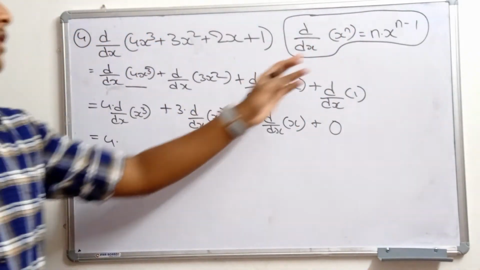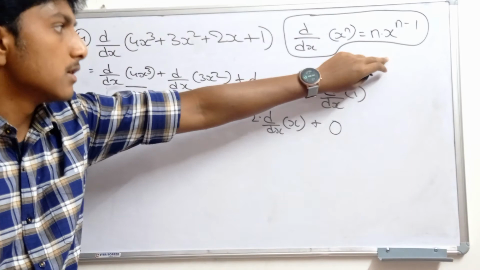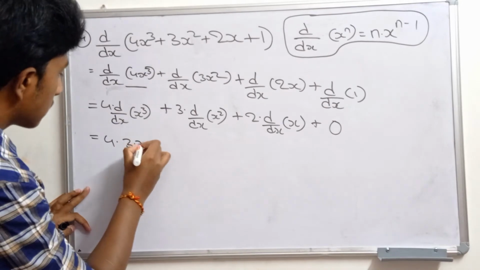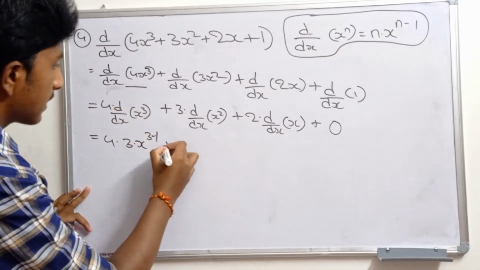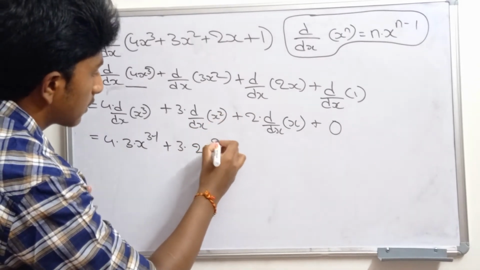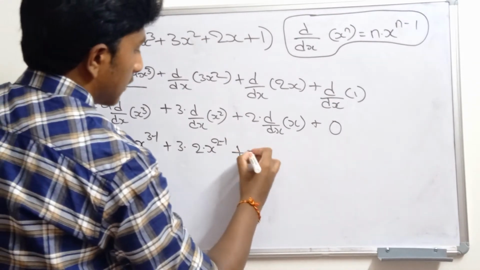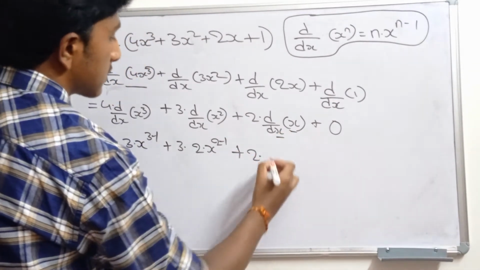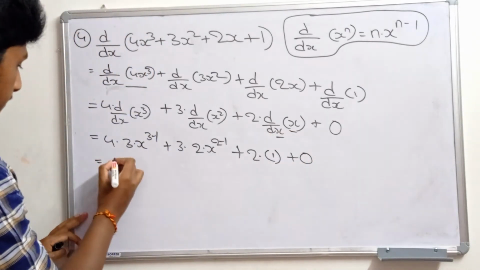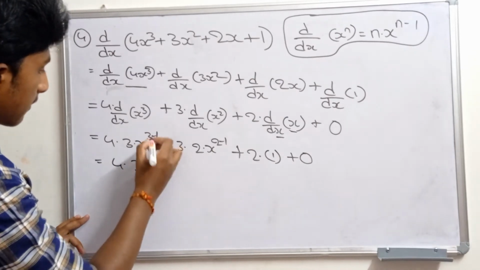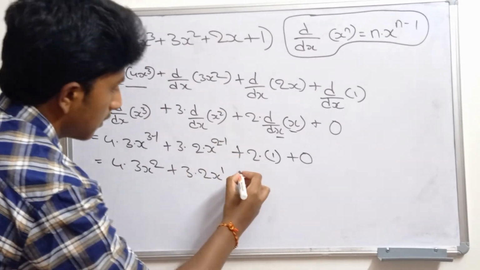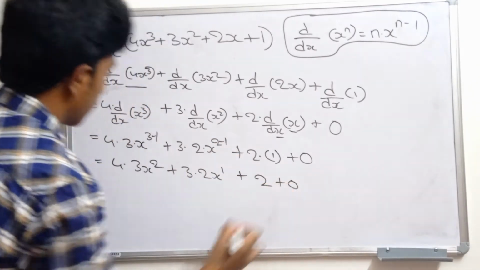d by dx of x power n is equal to n into x power n minus 1, guys. So x cube gives 3 into x power 3 minus 1, plus 3 into x square means 2 into x power 2 minus 1, plus 2, and when you differentiate x with respect to x, you will get 1, plus 0. That means 4 into 3x, 3 minus 1 means 2, plus 3 into 2x, 2 minus 1 means 1, plus 2 ones are 2, plus 0.